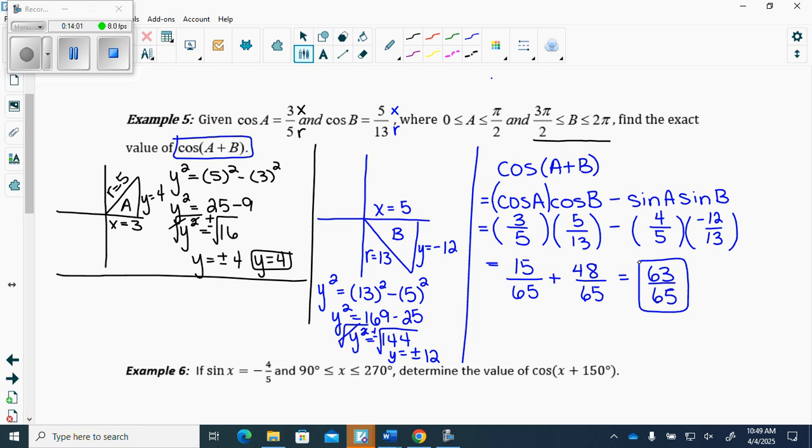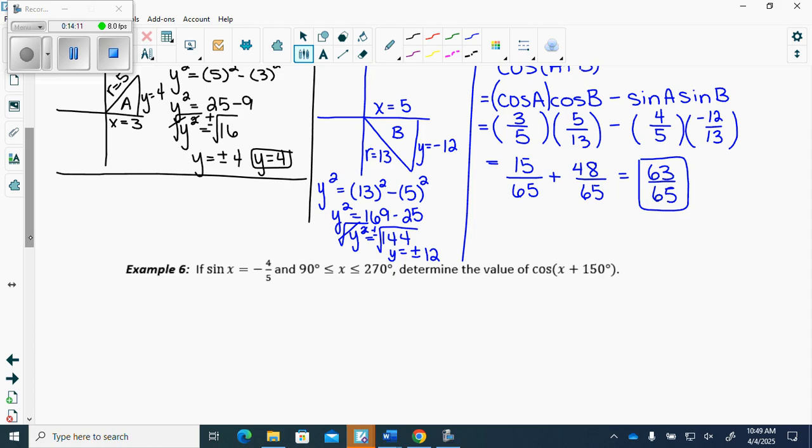So there are two ways to ask this question. The one way is to give two triangles, which I just did. The other way to ask the same kind of question is to give one triangle and an angle. That one was A and B. This is going to be the triangle X, and then the angle 150. Okay? So let's look at this one.